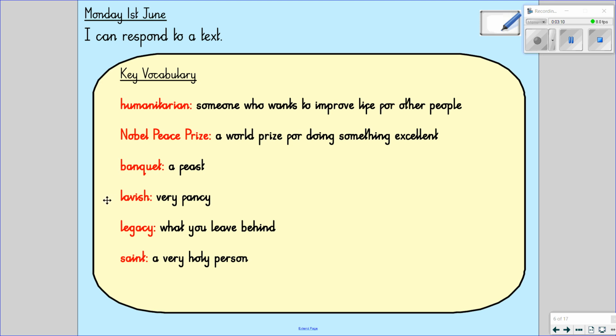Lavish means something very fancy. Legacy is what you leave behind. Often when people die, you think about their legacy, what they've left behind for others. Saint is a very holy person. So that's the vocabulary that's going to crop up in our biography. I wonder if you've guessed what the theme of it might be. Some words there that are quite new to us, quite significant.